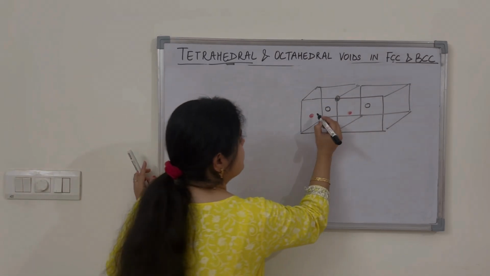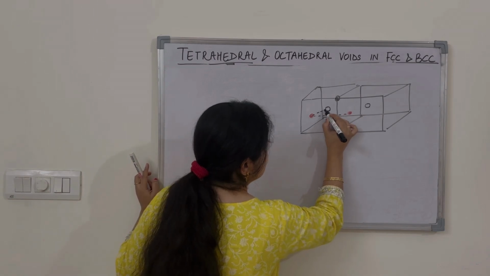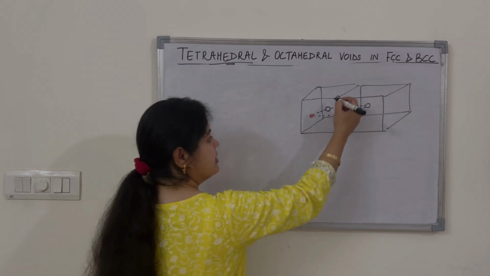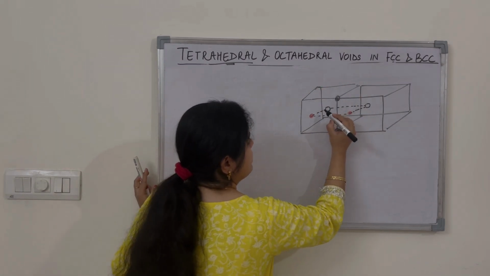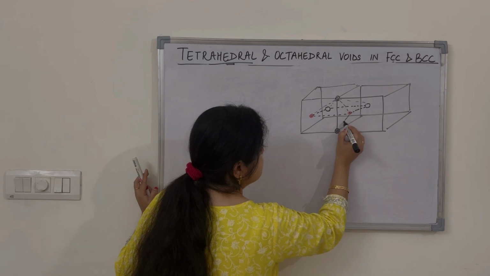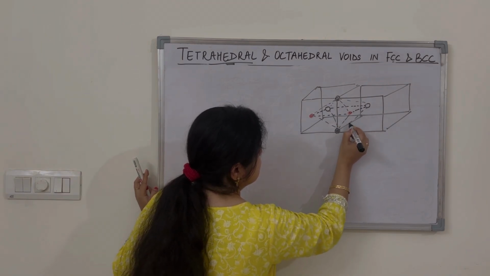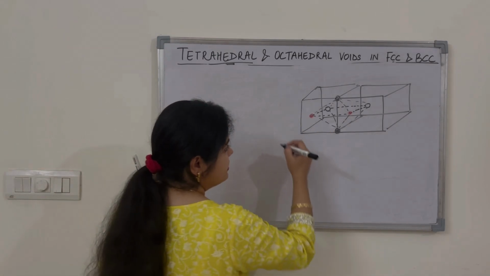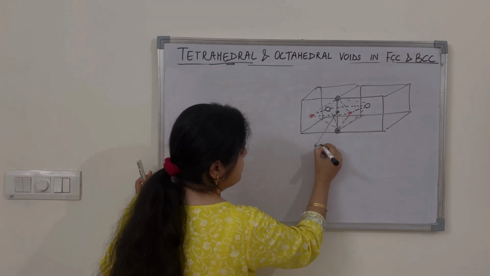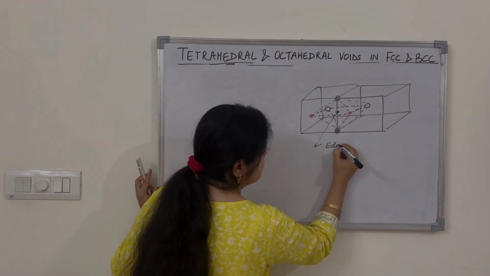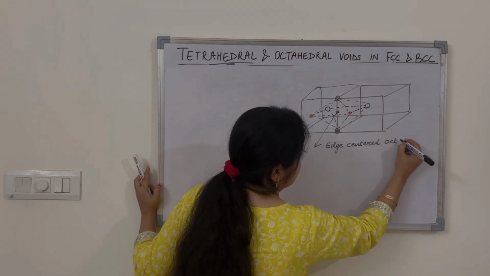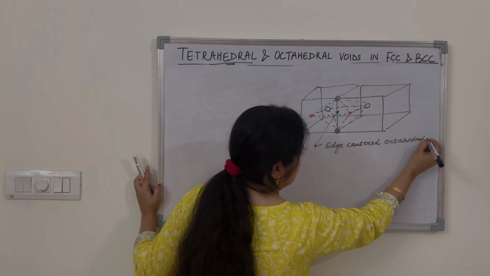So now if I join this, all the body centered atoms are located in one plane, and of these 2 atoms, one is on the top, one is at the bottom. So this forms an octahedron. And the void created like this lies exactly on the edge center and is known as edge centered octahedral void.